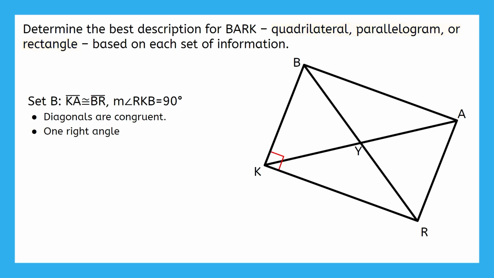Let's think from least to most specific. We know that this has to at least be a quadrilateral because it has four sides. Getting a little more specific would be a parallelogram. Do either of these properties help me say that BARK is a parallelogram? Neither of these properties satisfy the requirements of any of the parallelogram tests. So no, I can't say that BARK is a parallelogram. That means we're down to either quadrilateral or rectangle.